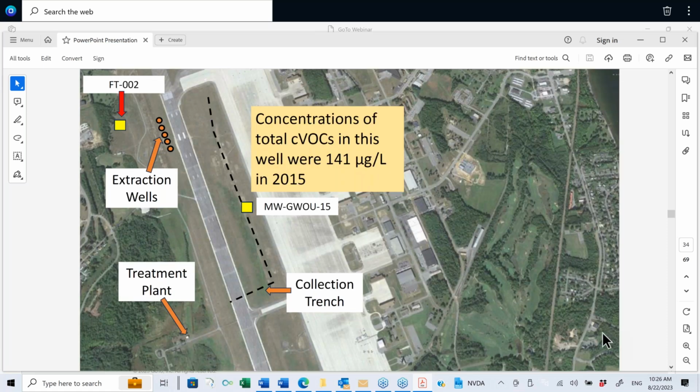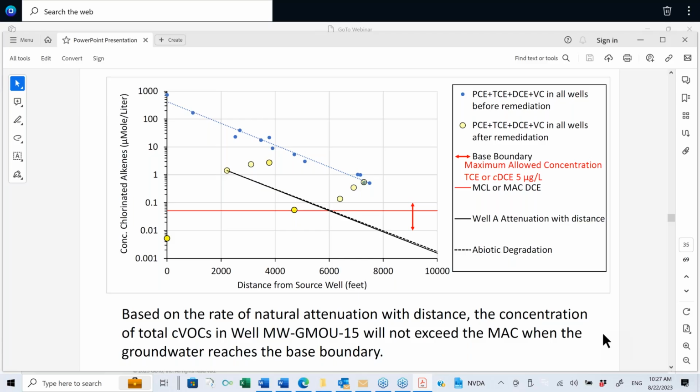But here's the rub. One of the monitoring wells in the plume had concentrations that was much higher than that 10 micrograms per liter, an order of magnitude higher. Is it safe to leave that concentration behind in the aquifer? So what the tool does is it takes that concentration, that's the green dot that's got the lines coming from it, and for that well projects the rate of attenuation, first order rate constant for attenuation along the flow path, and asks, does the concentration go below the maximum allowed concentration before the groundwater crosses the base boundary?